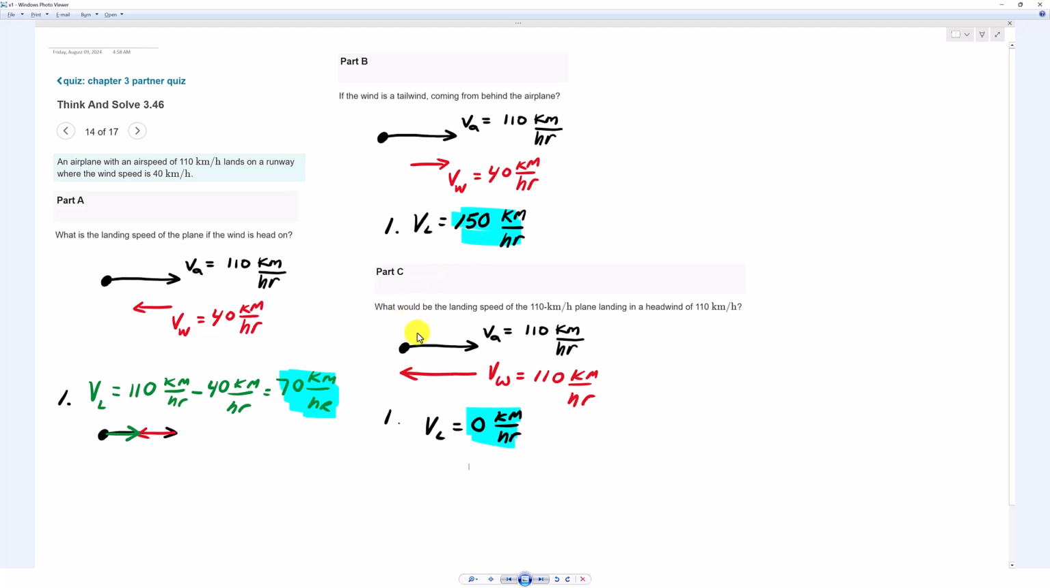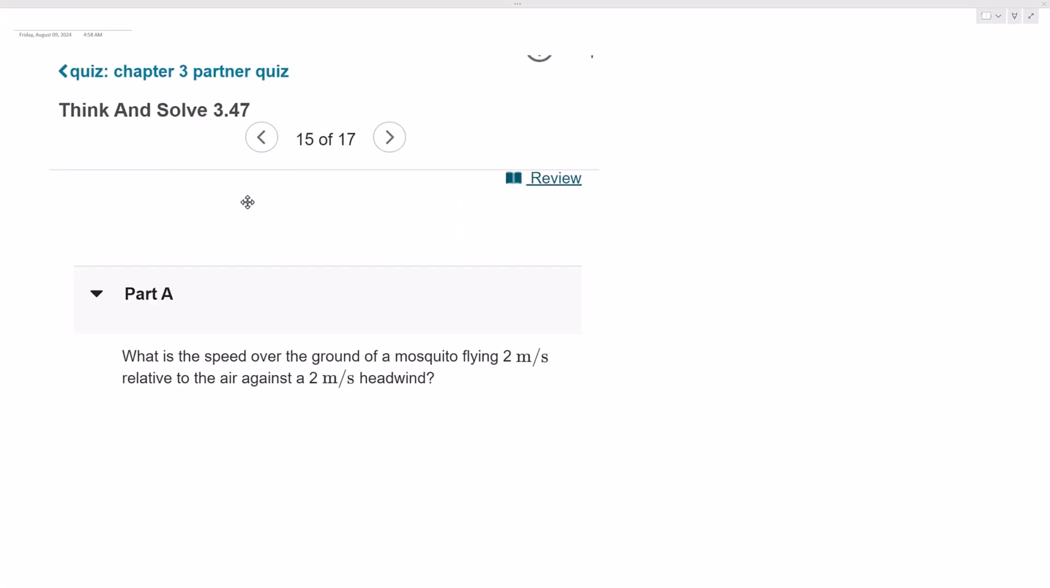Last but not least, what if I'm coming in for a landing at that same 110 kilometers per hour, but now the headwind is 110 kilometers per hour, which means in the opposite direction. If I take this black vector, which is the airplane's landing velocity, direction is to the right, magnitude is 110, you can see that it's going to be completely canceled out. The black vector plus the red vector equals 0. So my landing speed is technically 0 kilometers per hour. I don't think you need any help from me for this question.